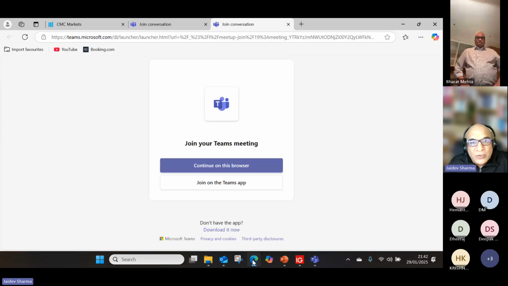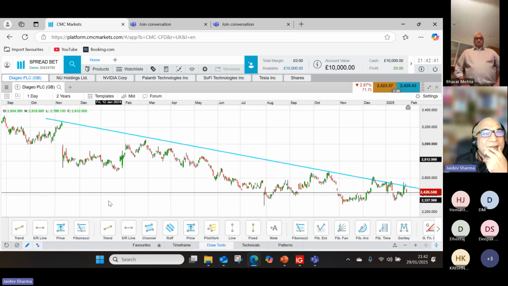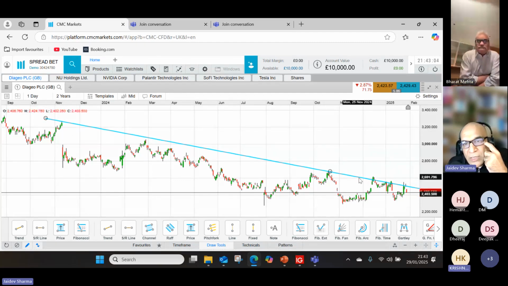So let me go back to the chart again. So I was talking about this particular thing. This is Diageo, right? See, this was in a continuous downtrend, right? Can you see this? Are you guys with me? Yeah. Okay. So can you see this downtrend? It was a continuous downtrend. And then it formed this little pattern here.